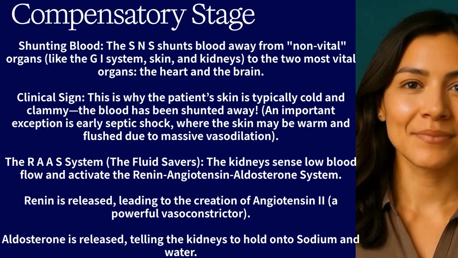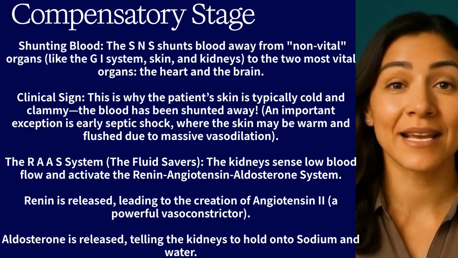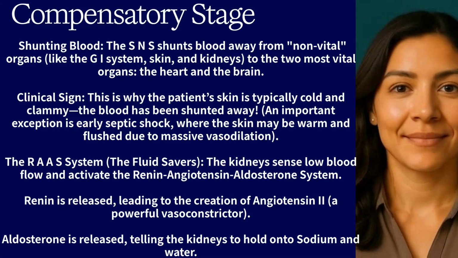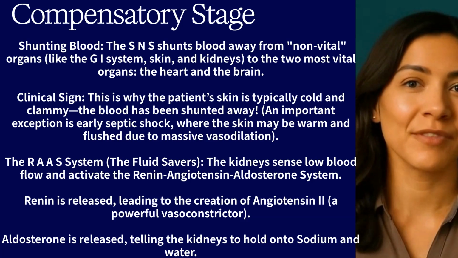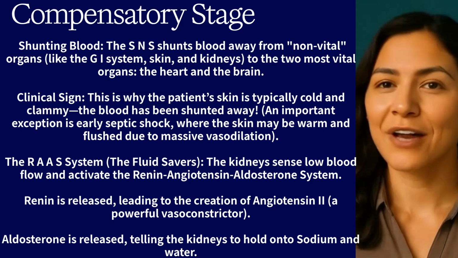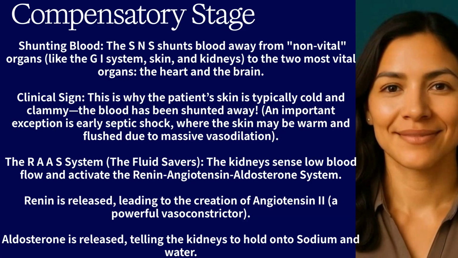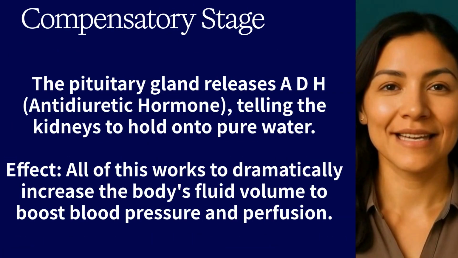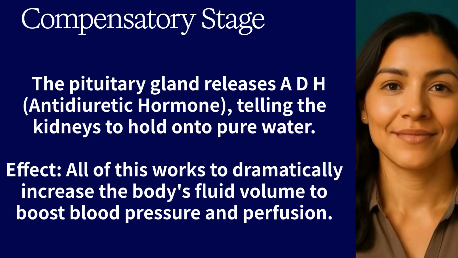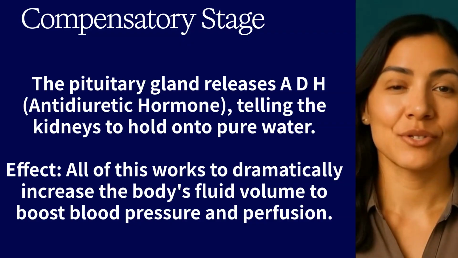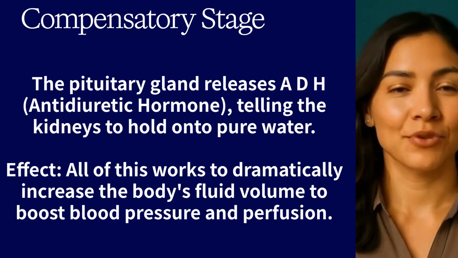The RAS system, the fluid savers. The kidneys sense low blood flow and activate the renin-angiotensin-aldosterone system. Renin is released, leading to the creation of angiotensin II, a powerful vasoconstrictor. Aldosterone is released, telling the kidneys to hold on to sodium and water. The pituitary gland releases ADH, antidiuretic hormone, telling the kidneys to hold on to pure water. Effect: all of this works to dramatically increase the body's fluid volume to boost blood pressure and perfusion.